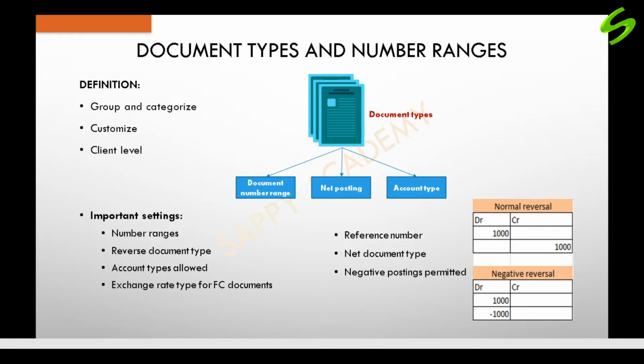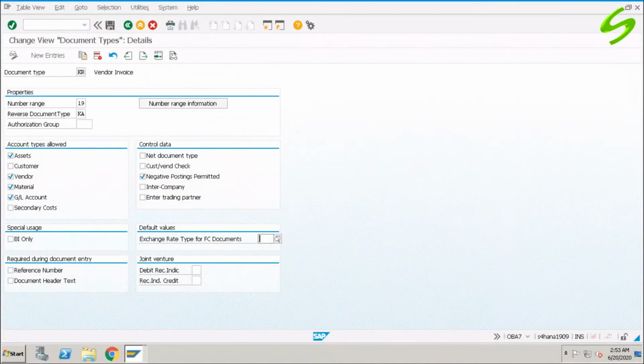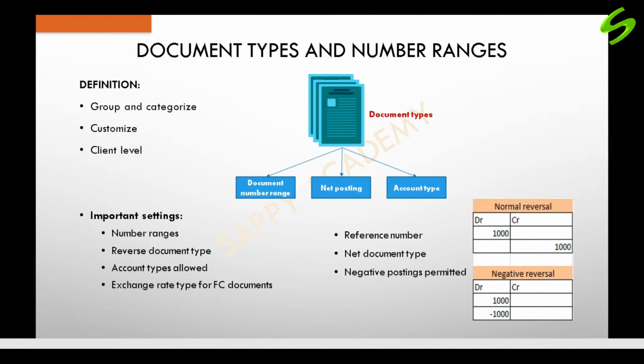Then we also have a reference number in the document type. The reference number is under the 'required during document entry' header. So basically, if we want to make this field required, we can select it. So whenever we post a transaction, the system will prompt us to enter a reference number. This is useful when we post a customer or vendor invoice. And we can also make document header text required as well. So this was all about vendor document types. Let me go back to the presentation.